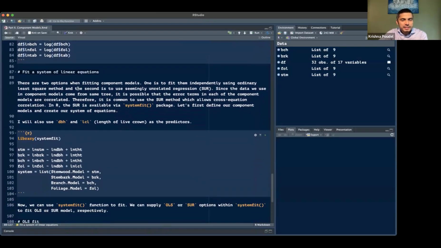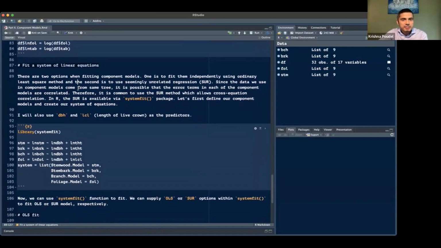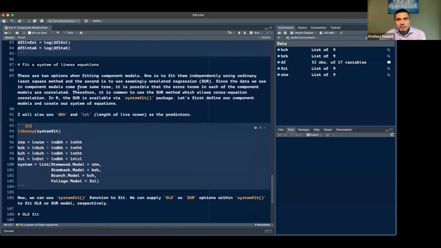And now we will fit a system of equations. So in this case, we'll be fitting SUR. And as we discussed during the presentation, nonlinear system fit does not work that well in R. So that's why I use SAS for that. And even for linear system regression, I would use SAS, but SAS is not open source. It's not freely available. It's expensive. So for this example, we'll use systemfit.